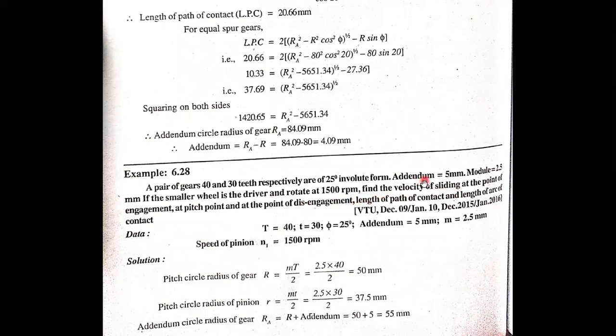This is one more important question. Find the sliding velocity at the point of engagement, when both teeth are in contact. Pitch point means point P. Again, disengagement is the path of recess. We need to find the sliding velocity, and also the length of path of contact and length of arc of contact.